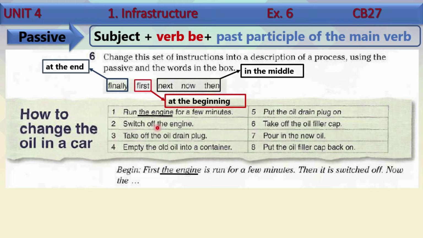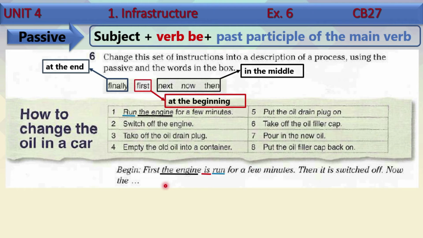Then we need the verb to be. What is the verb to be? Is it is or are? Very good. It is is because engine is singular. So we have is. Then we need the past participle of the main verb. The main verb is run. What is the past participle of run? Excellent. It is run. So we have first, the engine is run for a few minutes.